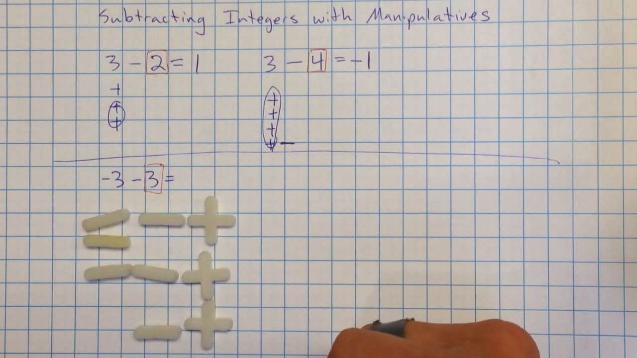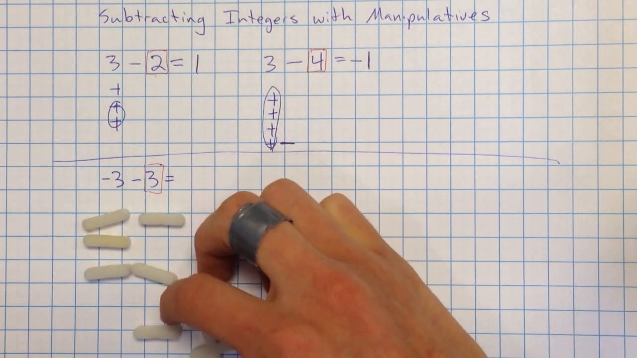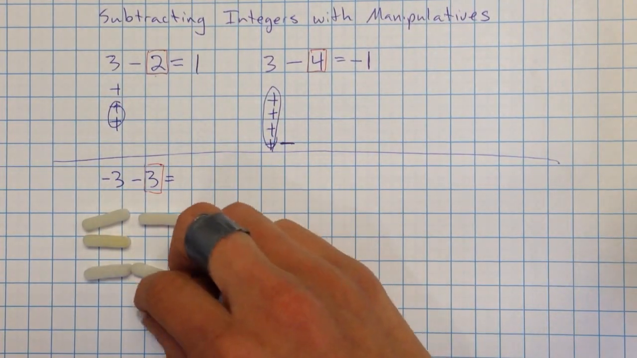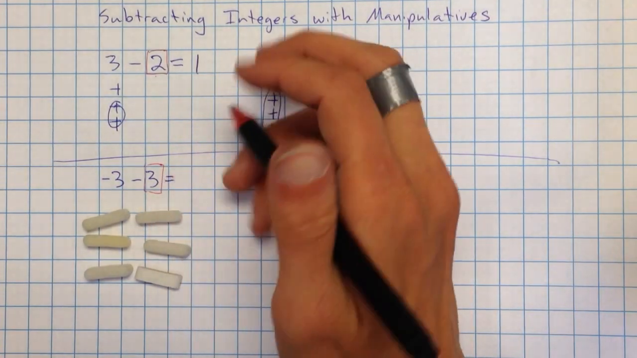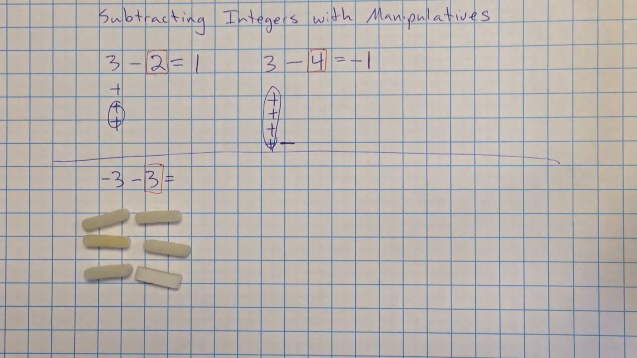Now I can subtract the positive 3. So I pull those 3 away. And I'm left with 6 negative pieces, right? Or an answer of -6.